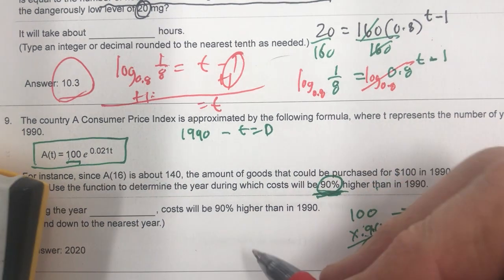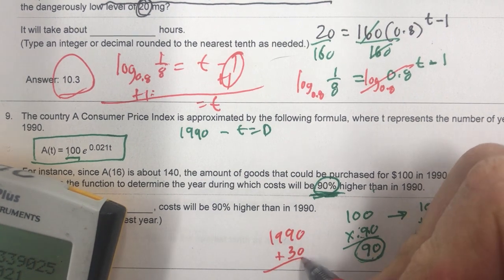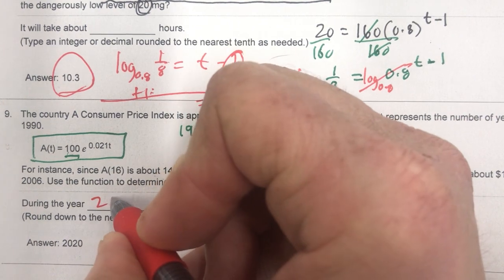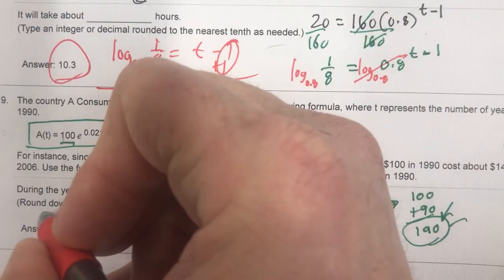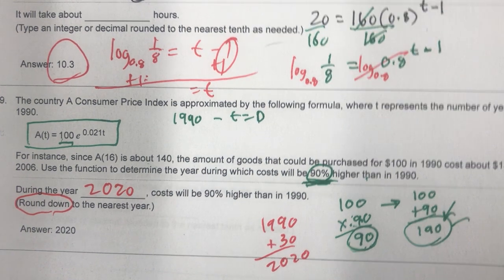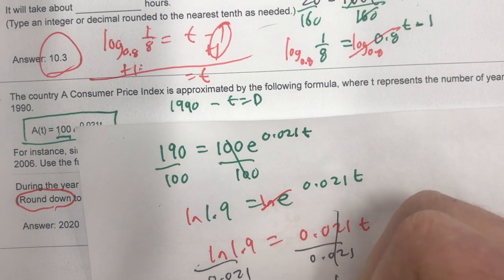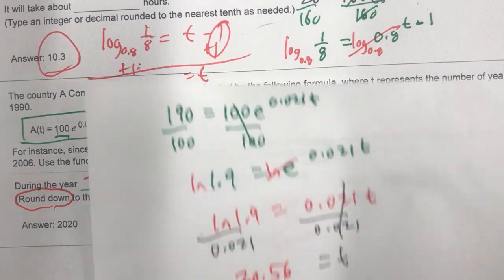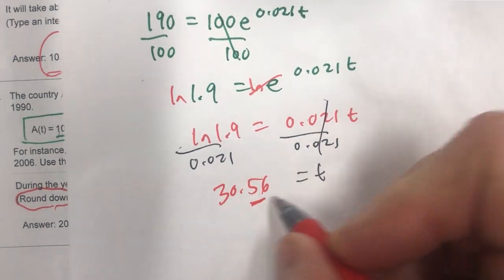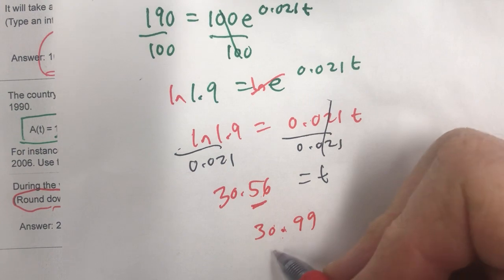So 30, if it's 1990, add 30, that's 2020. So 2020. Now notice here it says round down. I didn't explain that, but look here. We'll let it write down. But this is 30.56. I wouldn't round it to the next year, because see what that means? It's in the middle of the year. See, 30.99, that's still in the 30th year.